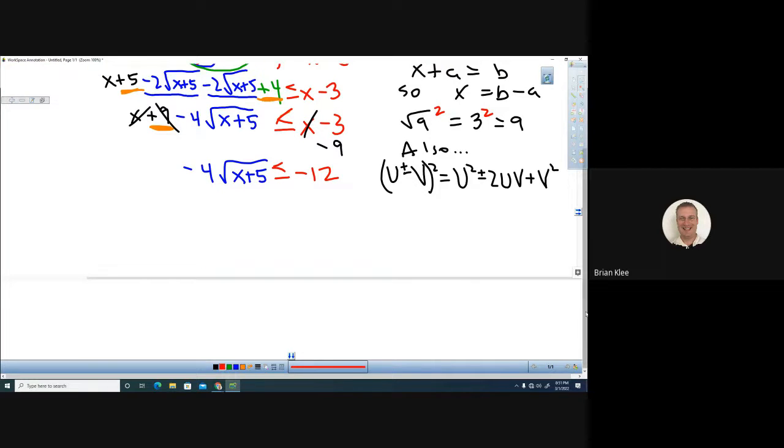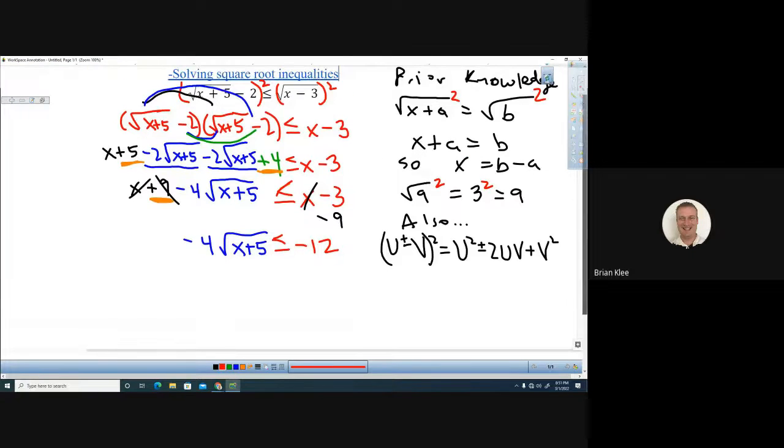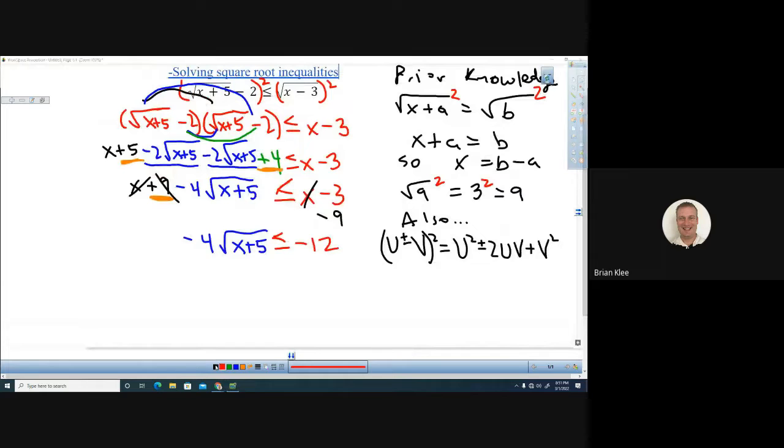So finishing up the problem here, our last two big steps. We need the opposite of multiplying by negative 4, because negative 4 root x plus 5 means we're multiplying by negative 4. The opposite of that is dividing. Let's make that sign nice and neat. Dividing by negative 4.